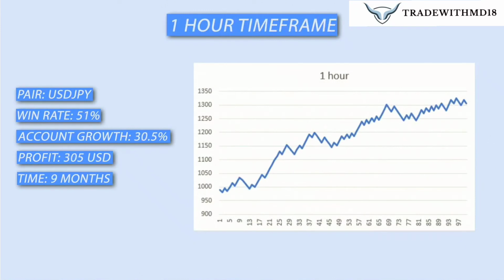In the 1-hour time frame, the strategy achieved a 51% win rate and 30.5% account growth in 9 months. The account grew by $305 on an initial capital of $1,000.